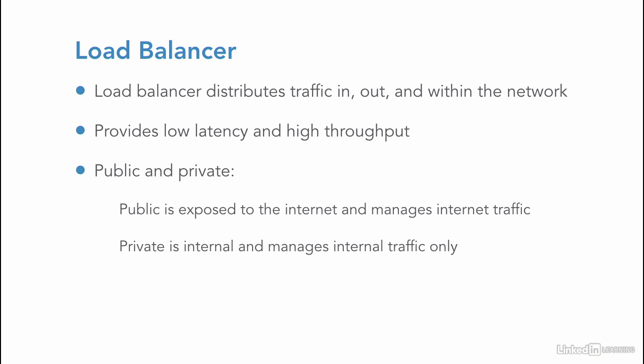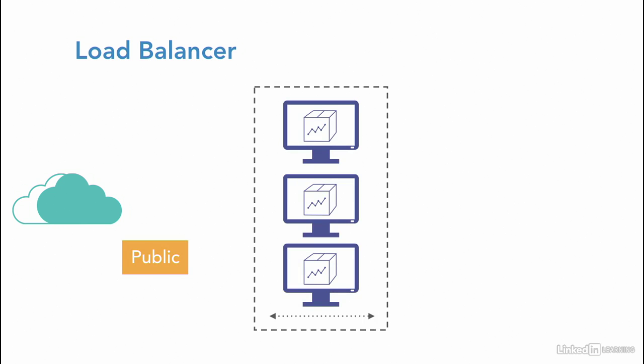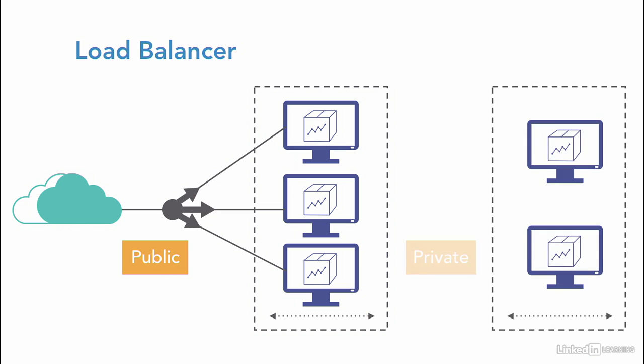Let's take a look at an example of that. We have our traffic coming in from the big bad internet, and it will hit our public load balancer. That public load balancer will distribute the traffic between our resources, again in this very simplistic example, virtual machines. The private load balancer will then direct that traffic to a couple of additional virtual machines that are not accessible from the internet. We also have another type of load balancer called an application gateway.